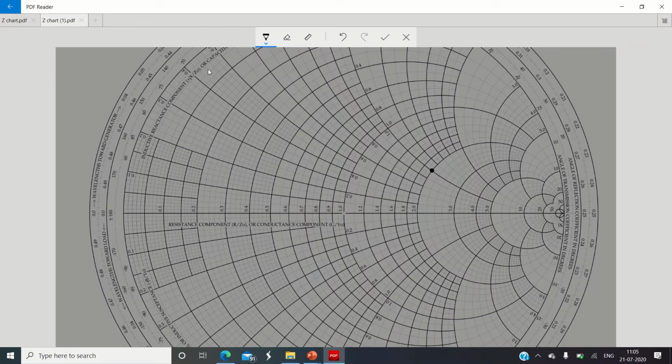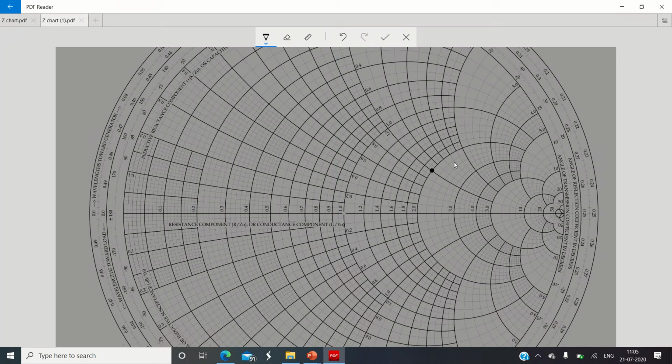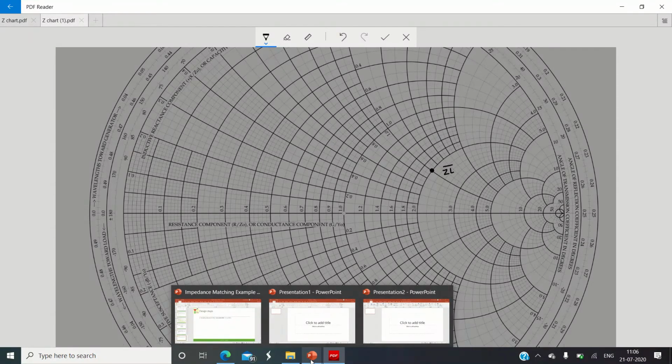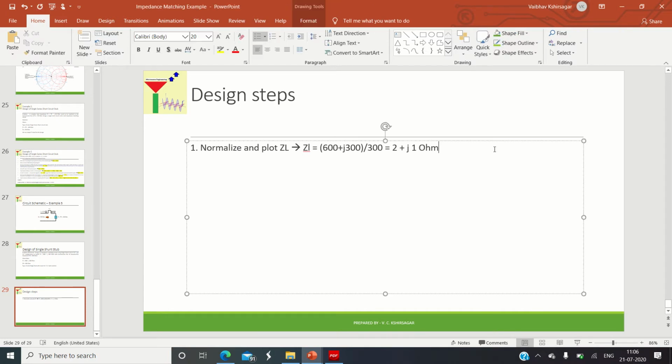right? So I will write this point as a normalized point, right? So this point is indicating ZL bar. Okay, so you also write along with me. So I have plotted the point 2 plus j1, which is representing ZL bar. Okay, so what is the next step? Now next step I will write in the slideshow. So the next step I will write over here.